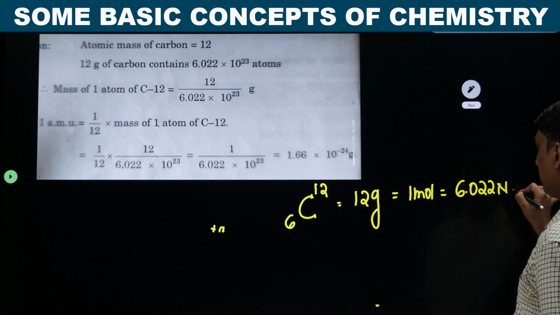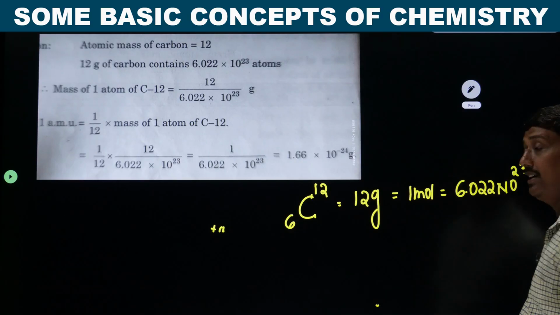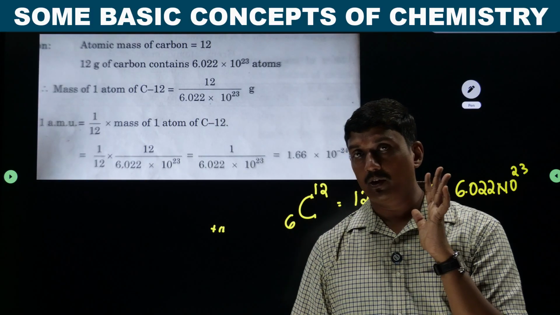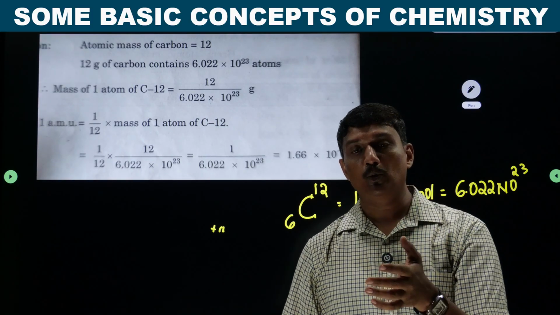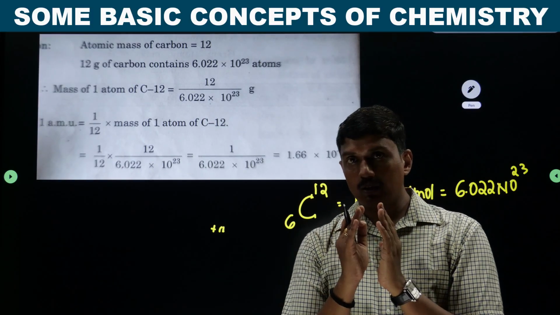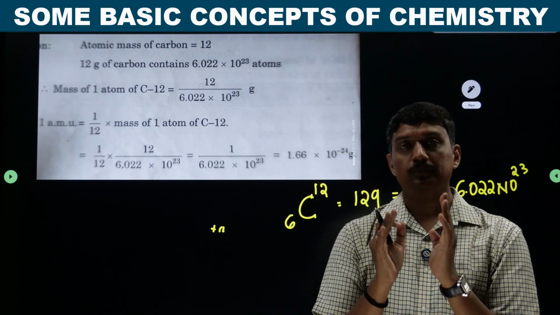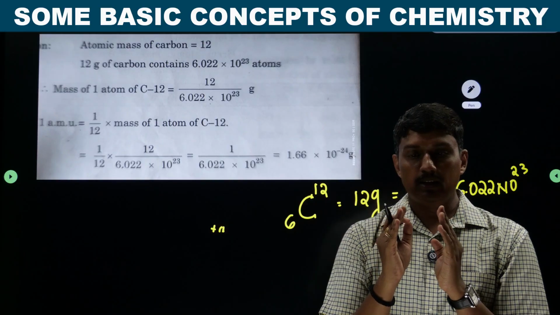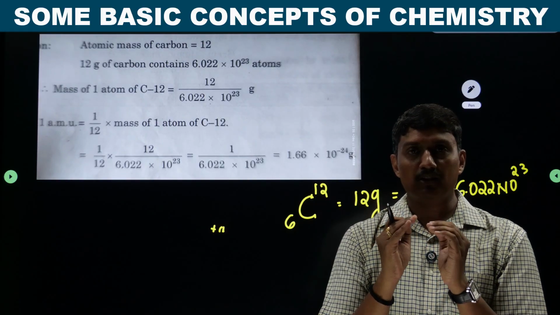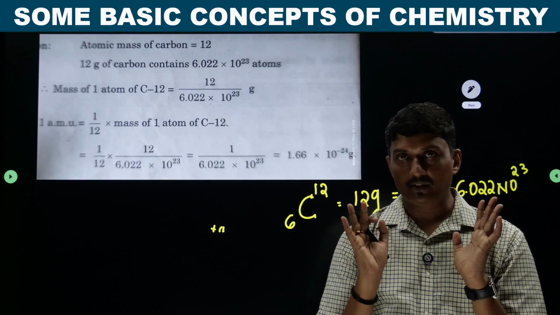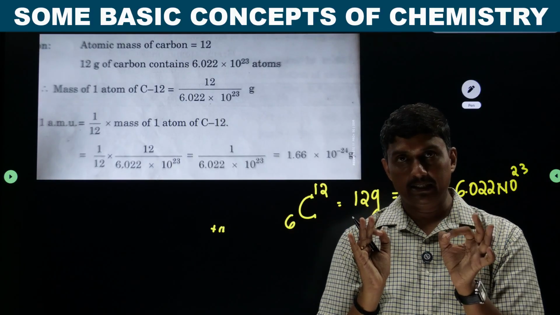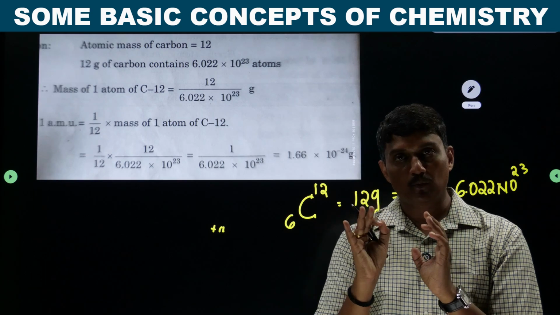6.022 into 10 to the power 23 atoms of carbon. This is the meaning of a mole. Now, I think you are clear with the concept of a mole. Mole is nothing but a unit to express the amount of substance. Its symbol is n, its unit is mol.